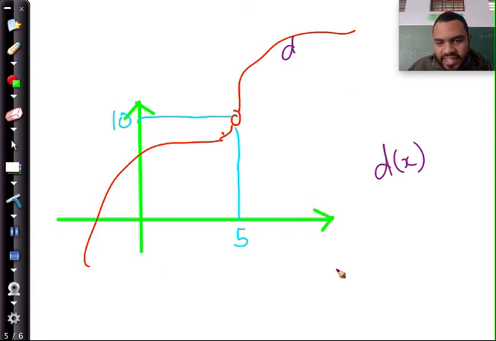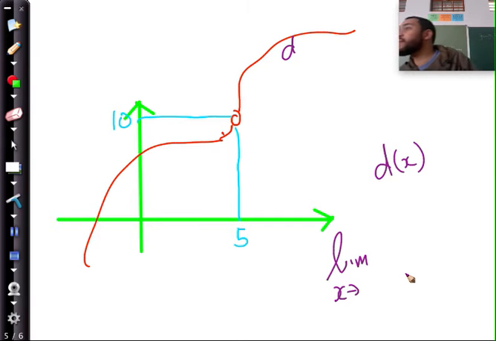What we now look at is the limit, and we're interested in x approaching what? So that specific x value that we are approaching is the limit as x approaches what? 5. Right, very good.